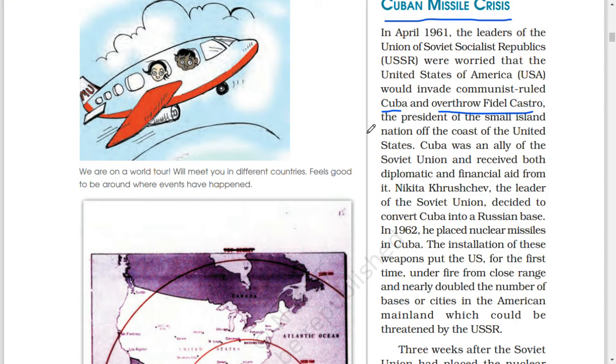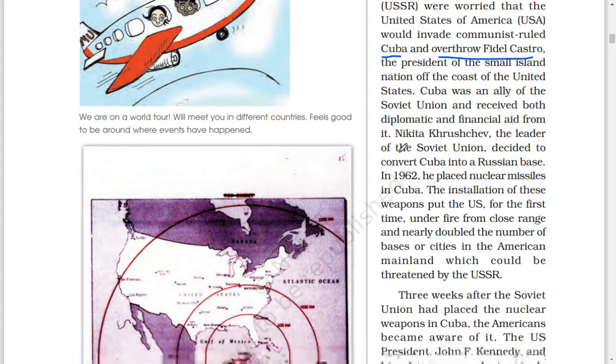The president of the small island nation off the coast of the United States, Cuba was an ally of the Soviet Union and received both diplomatic and financial aid from it. Nikita Khrushchev, the leader of the Soviet Union, decided to convert Cuba into a Russian base. In 1962, he placed nuclear missiles in Cuba.